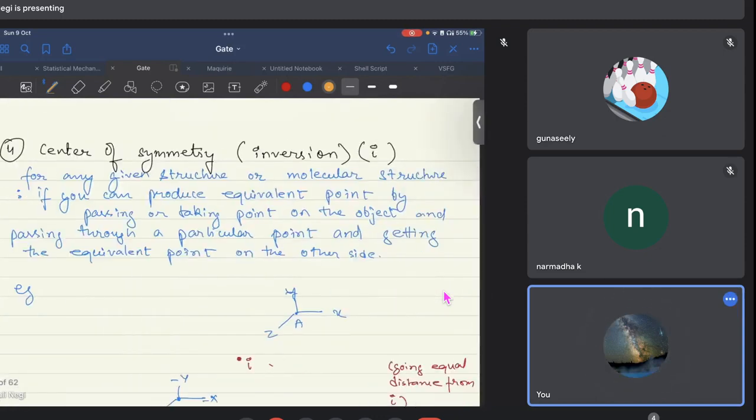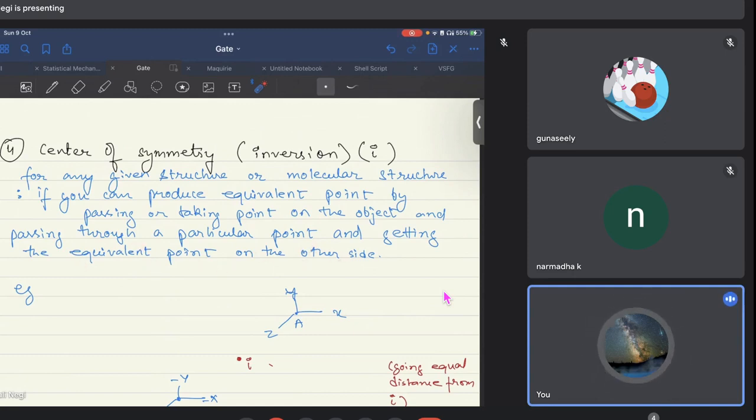Now this is the fourth symmetry element, which is again important because this is the center of symmetry. When I say center of symmetry, it is also known as center of inversion and denoted as small i. For any given molecular structure, you can produce an equivalent point by taking a point on the object and passing through a particular point, getting the equivalent point on the other side.